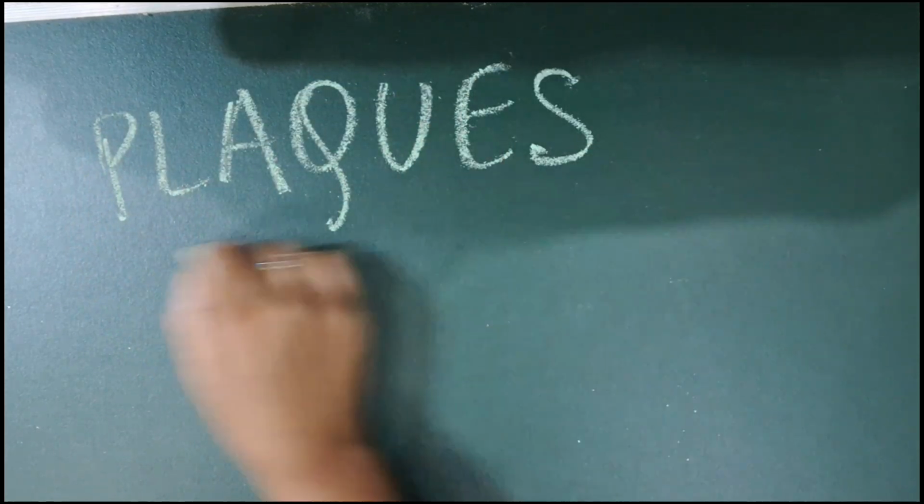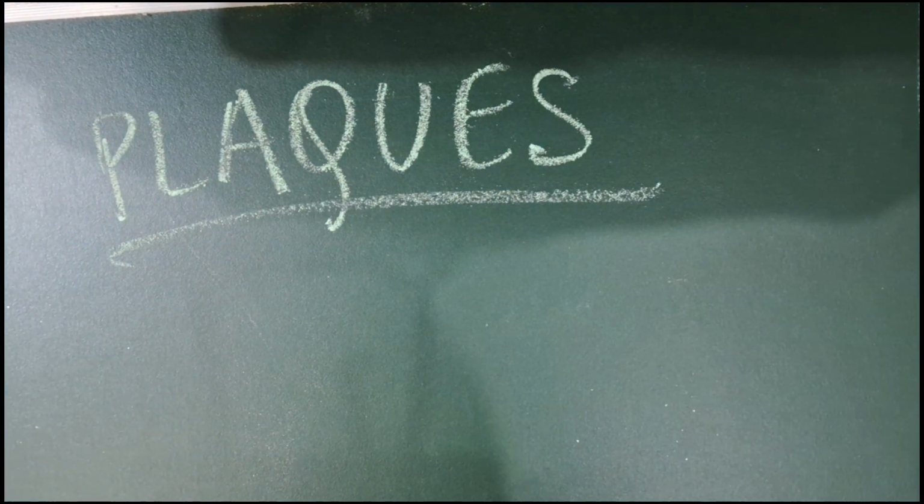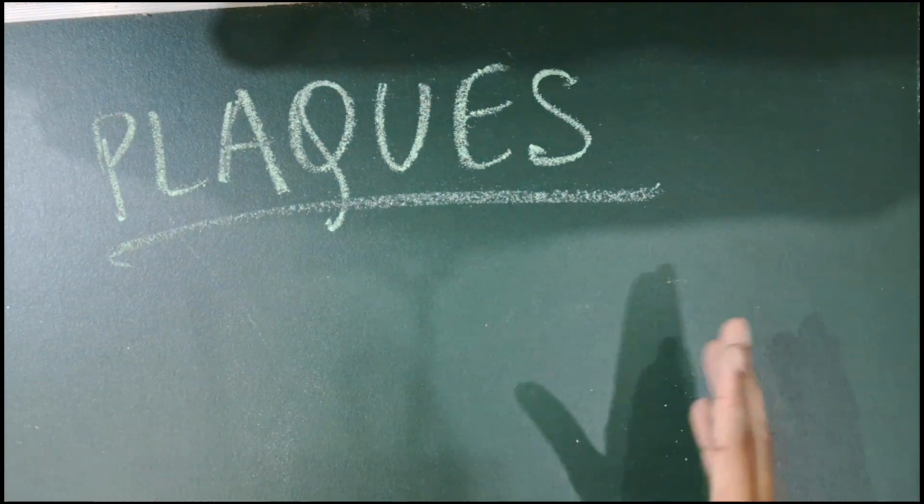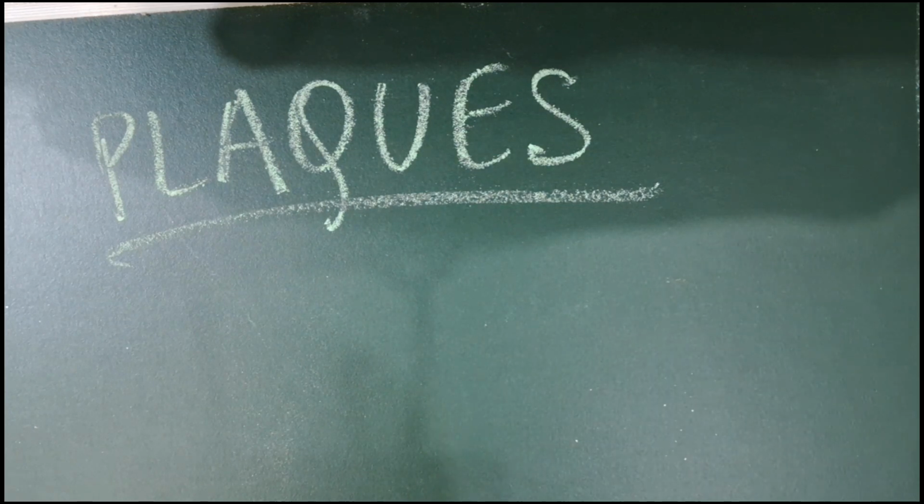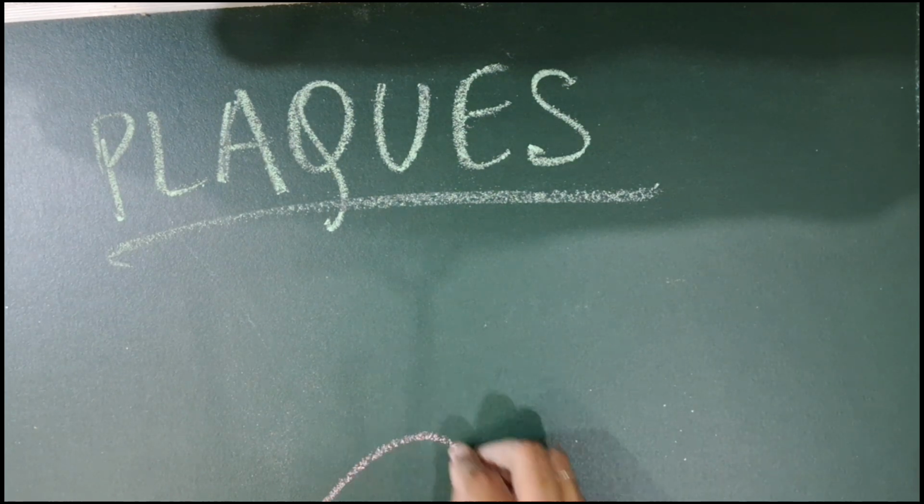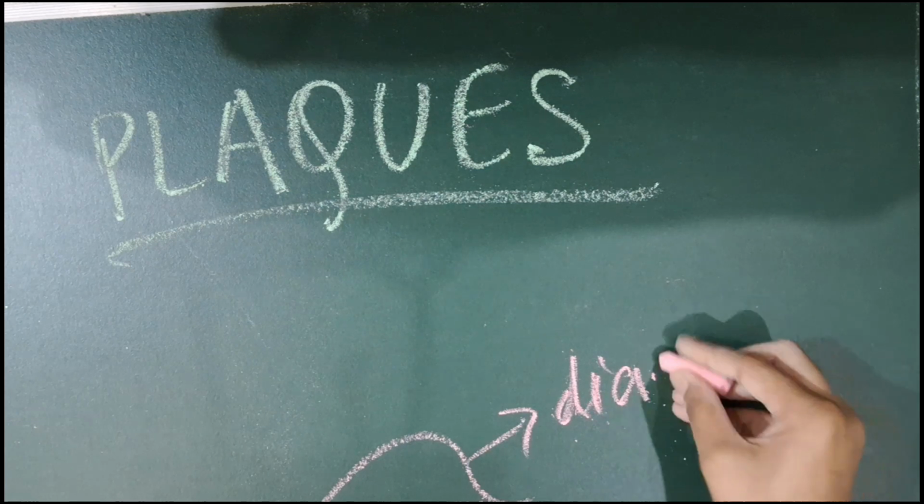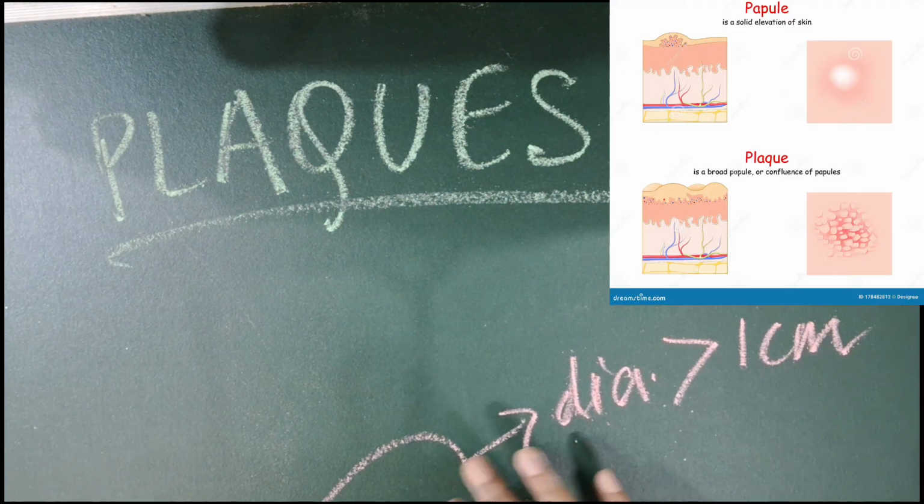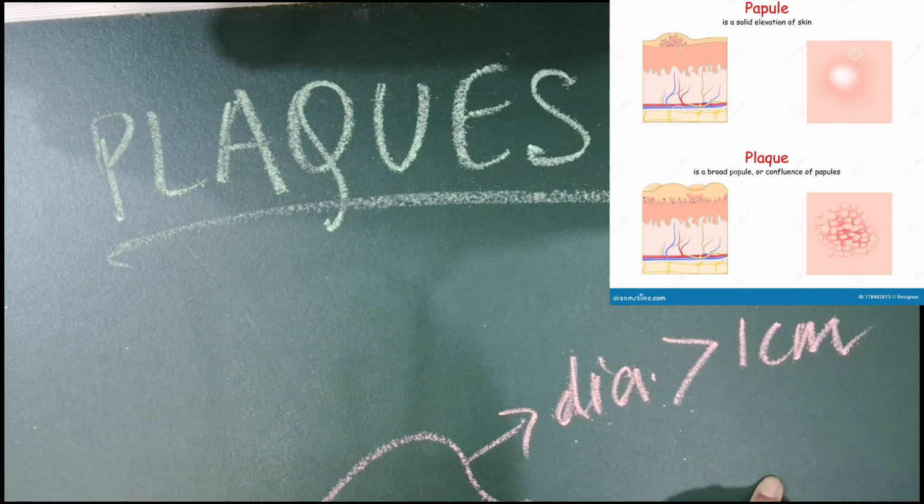Now we have plaques. Plaques are larger forms of papules. They are just large papules. Like the definition says, they are solid red lesions raised above the surface that are more than 1 centimeter in diameter. They are called large papules because papules are less than 1 centimeter, and plaques are just more than 1 centimeter.